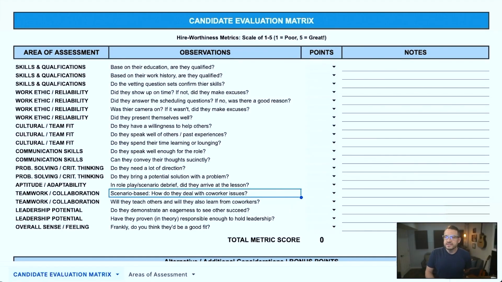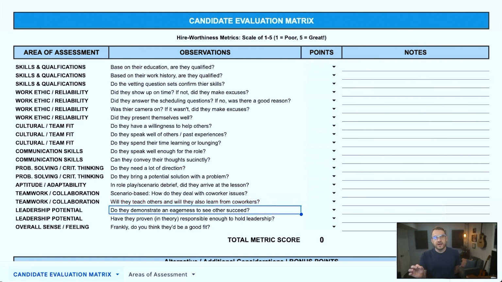We're talking about general hiring, so I don't know everything. If you're hiring a full stack developer, forget about it. I don't know about any of that stuff. That's why I use ChatGPT. So anyway, teamwork, collaboration, some examples that I include here, scenario-based. How do they deal with coworker issues? Right? We kind of talked about that a little bit. Will they teach others and will they also learn from coworkers? Also, whether or not they would potentially be a good leader, which we have 2 examples of for your information, and this is just what we use. Do they demonstrate an eagerness to see others succeed? And of course, I drilled into that just a little bit ago, and what I believe that looks like, servant leader, and all the other things we talked about.